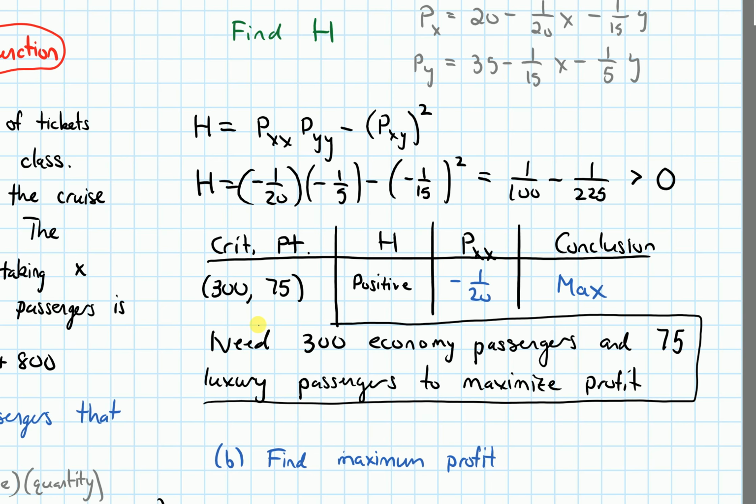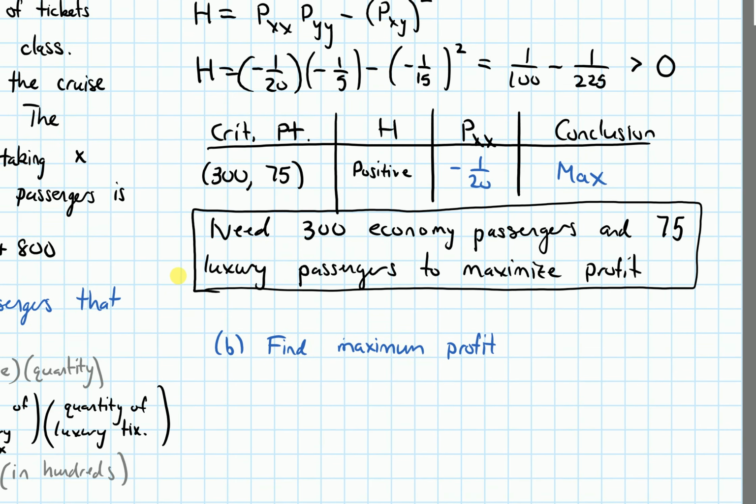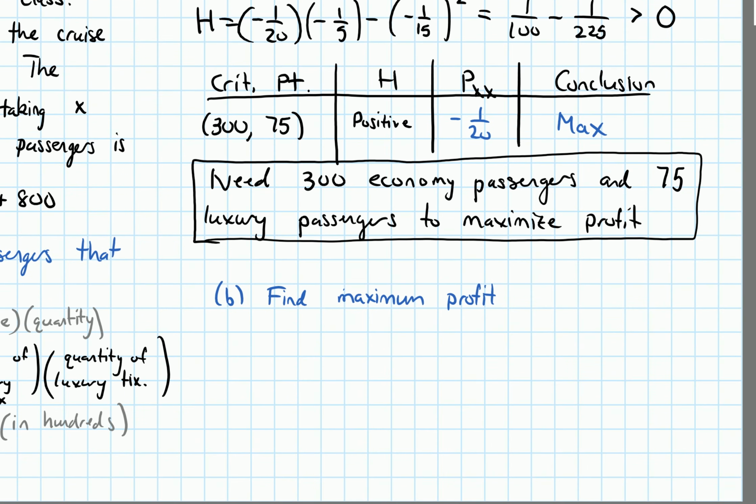It wanted the values of x and y, how many passengers of each type would give us that max. So now part B asks us to find the maximum profit. Let's remember what our profit function was. It was 20x plus 35y minus 1/40 x squared minus 1/15 xy minus 1/10 y squared minus 800. Now I know what values of x and y give us the max, so we just need to plug those in to find what that max profit is.